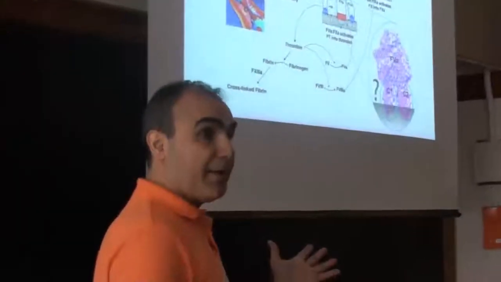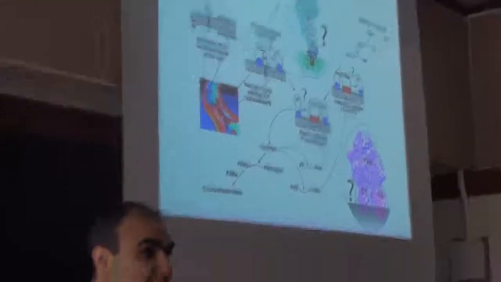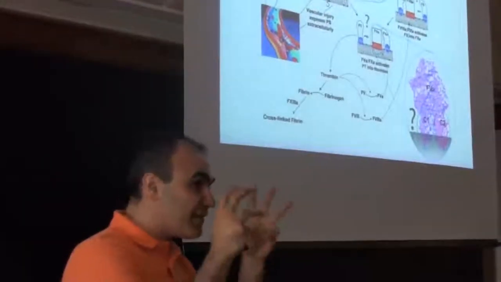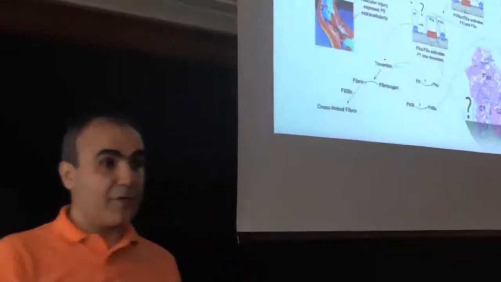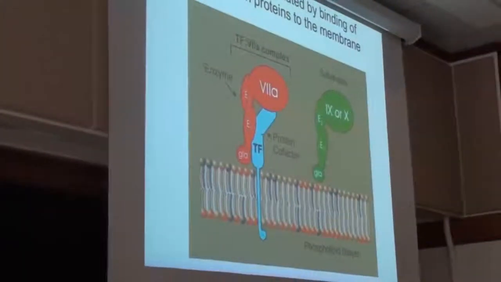So really, if you want to design a good drug against coagulation, which is in great need in the clinic, if you understand how they bind to the surface of the membrane, then you can go there and design a drug exactly for that spot, a very selective kind of drug. And that's an example of the process that we want to simulate.